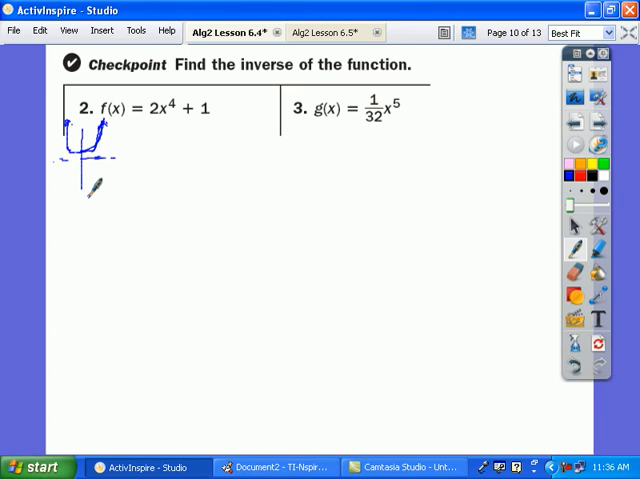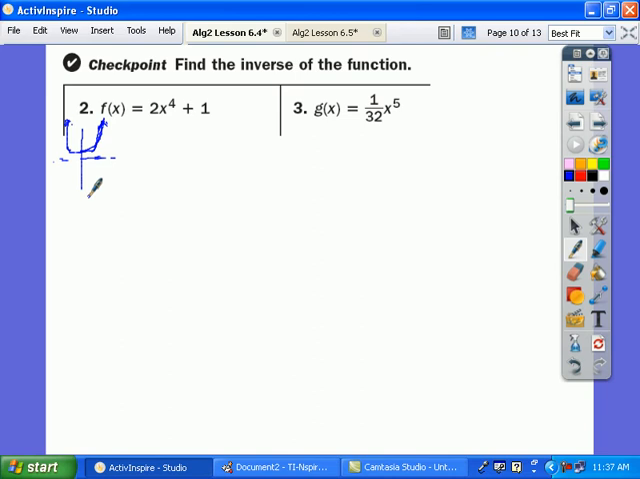So the question is, is the inverse a function? And by looking at the graph, no. It fails the horizontal line test, so the inverse is not a function.